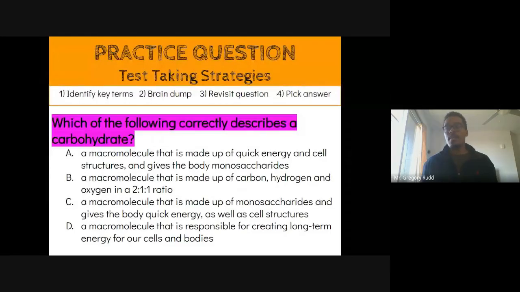One thing that we ask our biology students to consider doing, and I really strongly encourage you, practice this if you've never done it, is create a brain dump. So that's step 2, create your brain dump. A brain dump is when you have identified the key term, you try to write down things that are relevant to that key term or that are related to that key term.